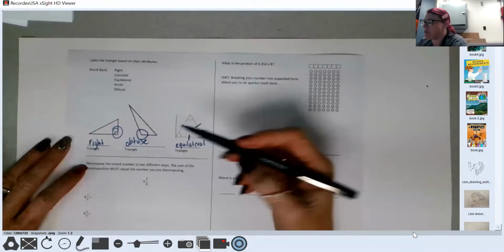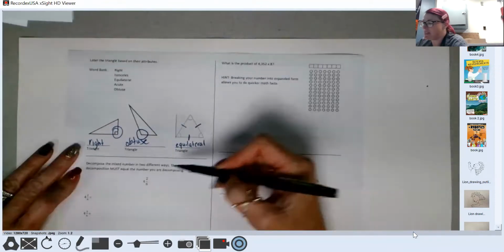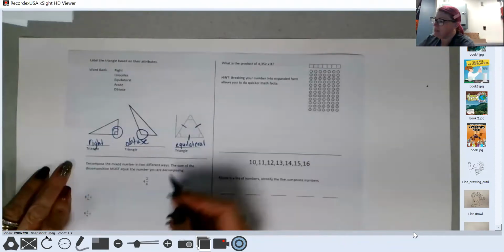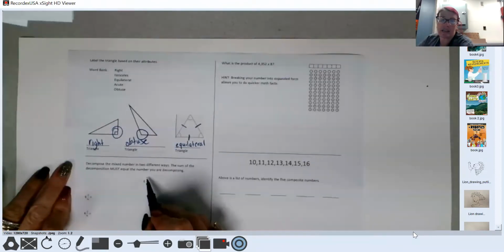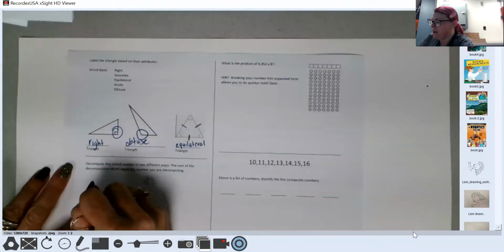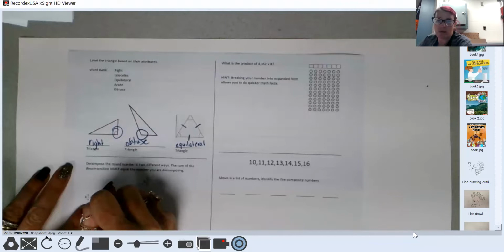This one says decompose the mixed number in 2 different ways. The sum of the decomposition must equal the number you are decomposing. So I know I have 4 and 2/6. So I could decompose this as 4 plus 2/6. That's one way to decompose it.